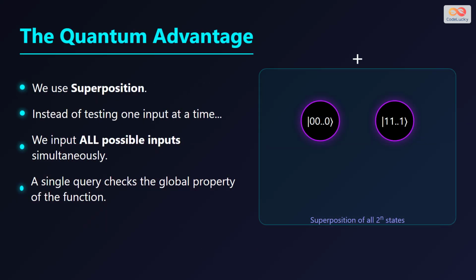Quantum computers approach this differently. Using a property called superposition, we do not need to check inputs one by one. Instead, we can prepare the input qubits in a state that represents all possible input combinations simultaneously. This allows the algorithm to evaluate the global property of the function in a single step.